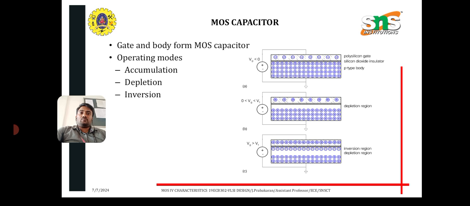Operating modes. Understanding these three operating modes, accumulation, depletion, and inversion, is crucial for designing and analyzing MOS transistors in integrated circuits. You can see the diagram, they illustrate how the conductivity of the channel can be manipulated by controlling the gate voltage relative to the substrate, influencing the transistor functionality and performance in various electronic applications.